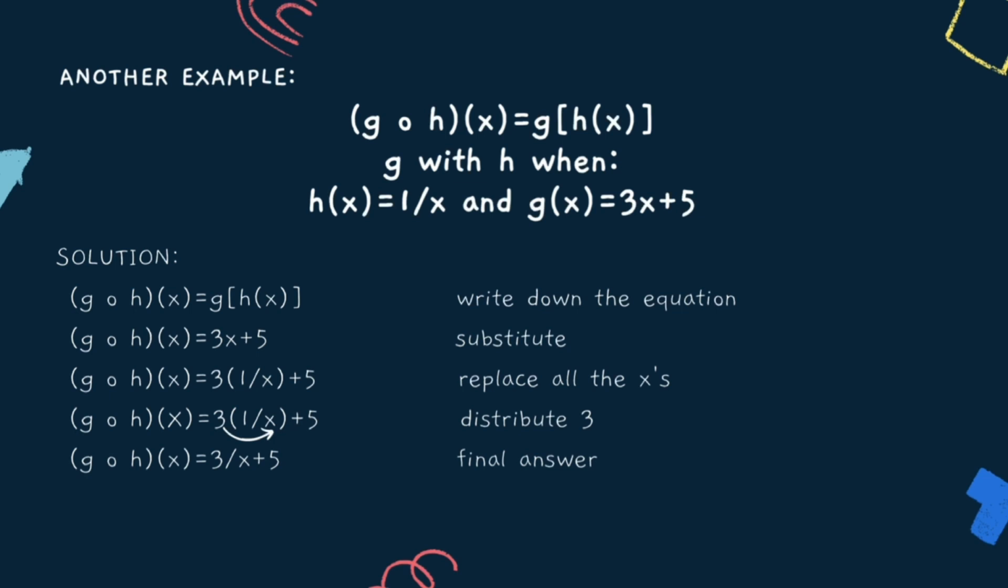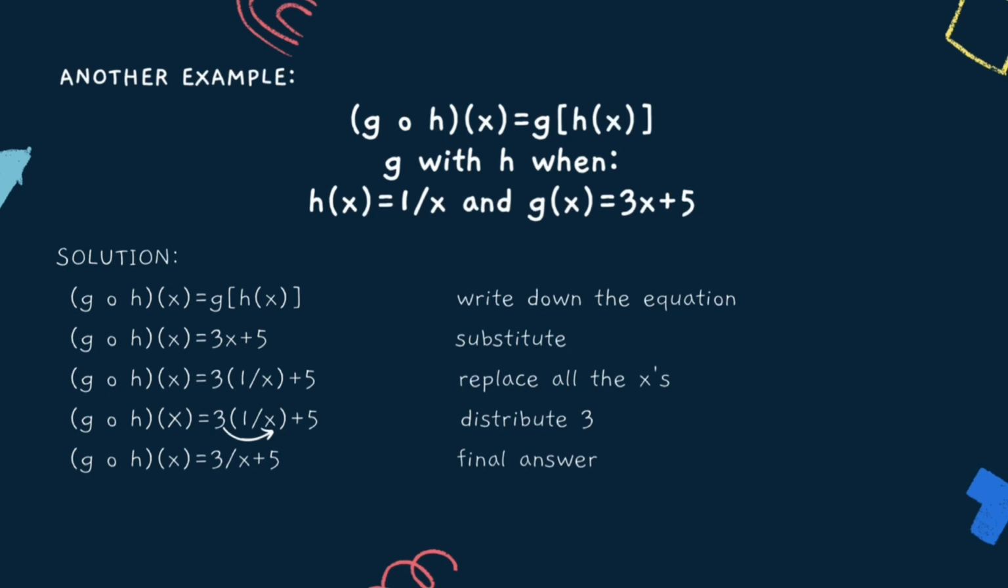Write down g circle h times x is equal to g times the quantity of h times x. Substitute the g times the quantity of h times x with the value of g of x. After substituting, replace all the x's in the dependent function, or g of x, by the expression of the independent variable h of x, making it look like this.